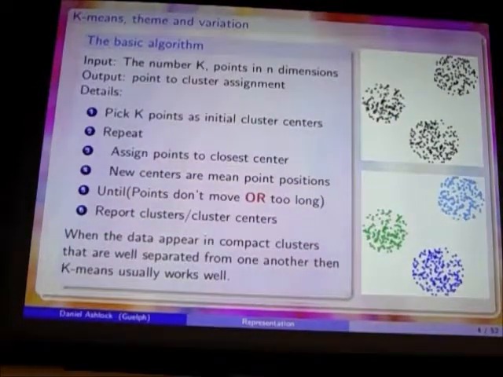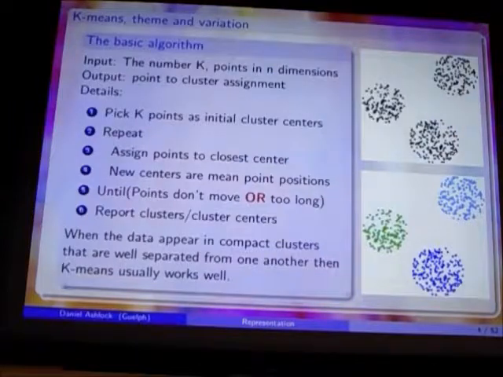So, the basic algorithm: you have the number of clusters you want and a whole bunch of points, and it gives you a point and cluster assignment. So you pick some points to be the initial cluster centers, and then you assign points to the closest center. The new centers are the mean point positions of the clusters, and you keep doing that until the points stop moving, or until it's been going on too long, because some bastard constructed an example where one point keeps jumping back and forth between 2 clusters forever. So you have to kind of start a timer. No, bad cluster.